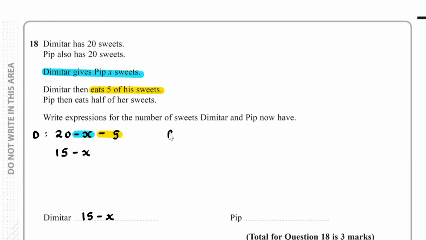Now let's take a look at Pip. Pip starts off with 20 and she's gained X sweets. And then what happens is she eats half of her sweets. So I would have to divide this by 2 because she eats half of it. So we divide by 2. So we've got 20 plus X, divided by 2.